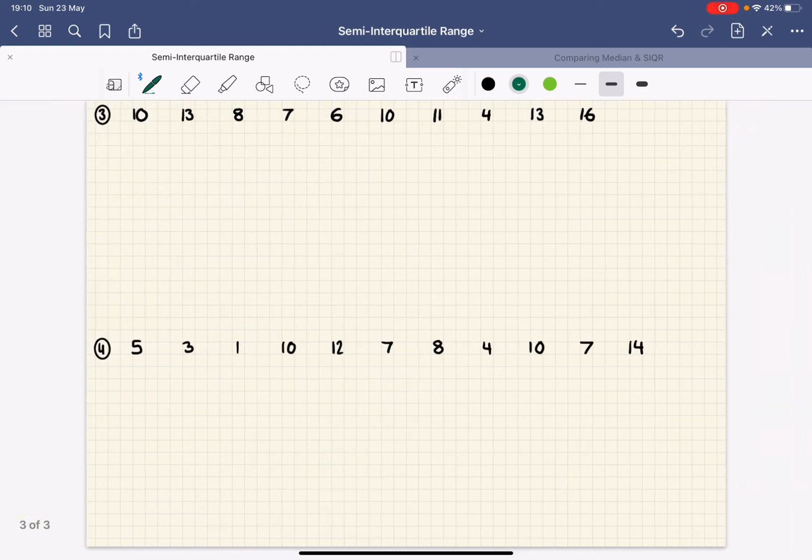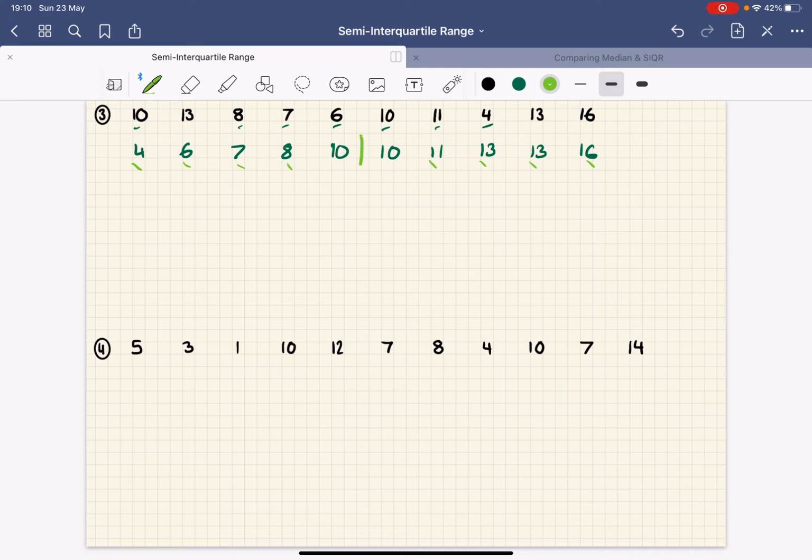Okay, last 2 sets on these. So again, putting them all in order. So I'm starting off with 4 here, and then I've got 6, 7, 8, and then next is going to be these 2 10s, that 11, then I've got the 2 13s, and then that 16. So finding out my median, front, back, front, back, front, back, front, back.